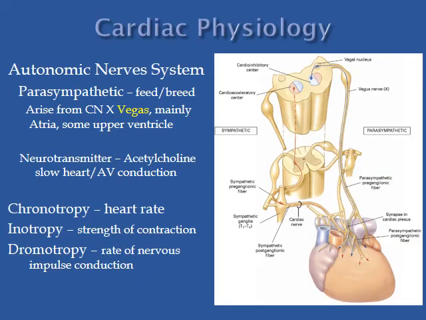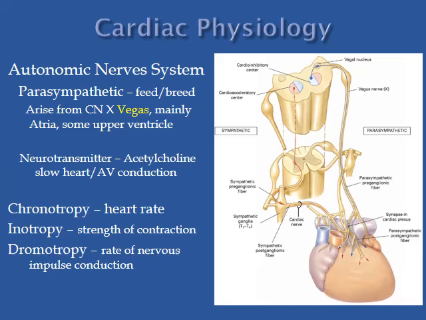The other portion of the autonomic nervous system is your brake pedal, or the parasympathetic nervous system, the feed and the breed. Remember, your parasympathetic nervous system is hooked to that 10th cranial nerve, which is the vagus nerve. It mainly affects the atriums and some of the upper ventricles. The neurotransmitter for your parasympathetic nervous system is acetylcholine, and that's used to slow your heart rate and conduction at the AV node, atrioventricular node.